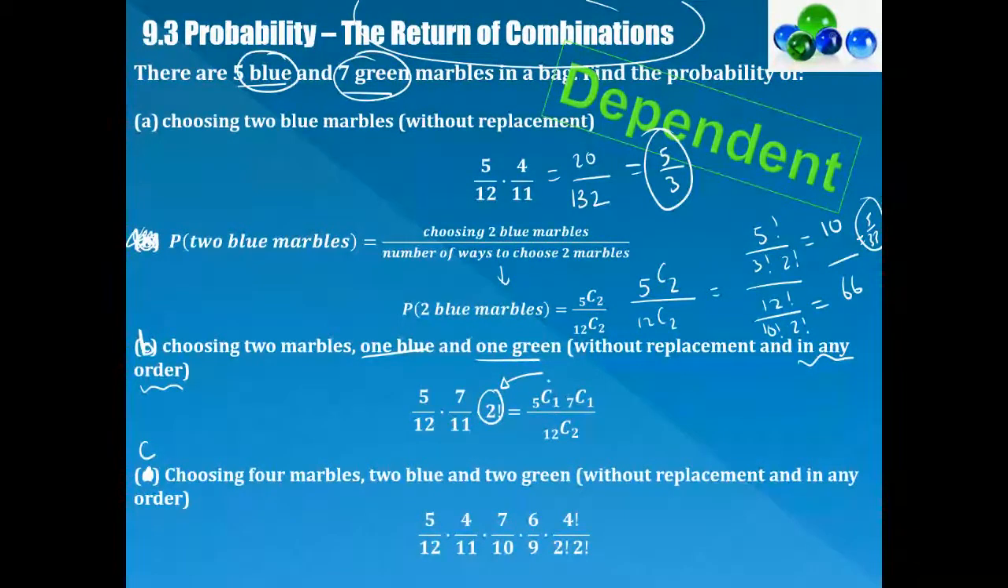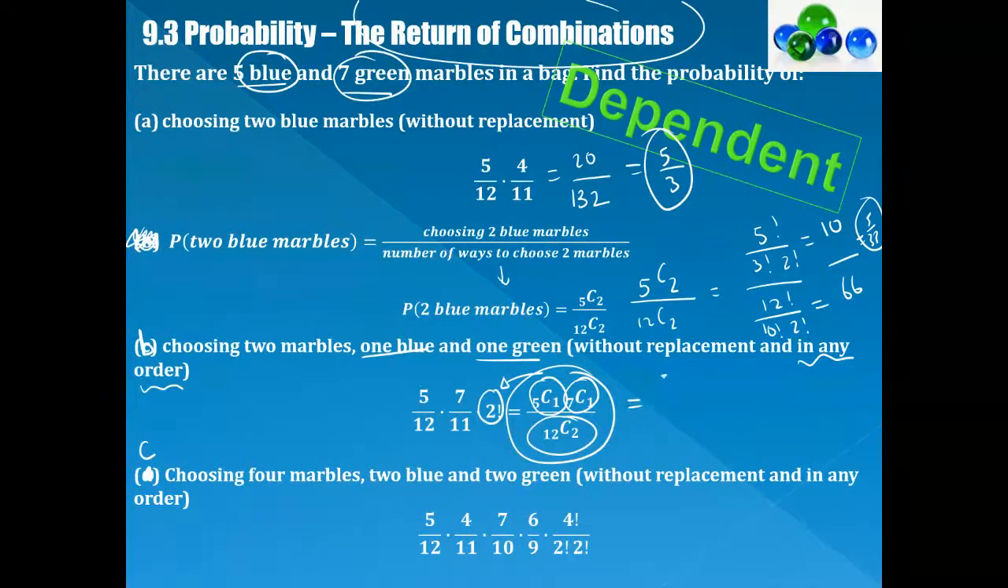So I also want to take a look at this. Well, I could represent it as combinations, right? Let's see, I'm going to go with the blue. I'm choosing one blue. 5 choose 1, 7 choose 1, over 12 choose 2, right? This is the total combinations. This is the number of ways you can pick a blue, the number of ways you can pick a green, and then the total number of ways that you can pick 2.